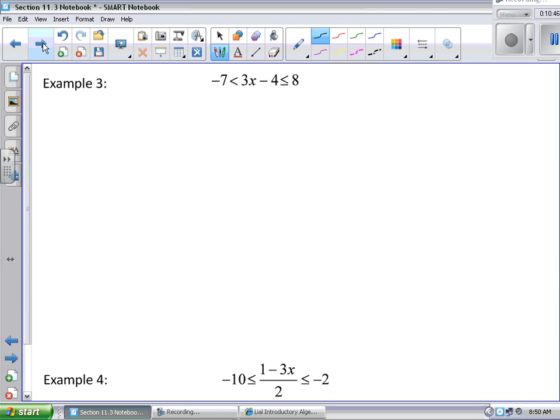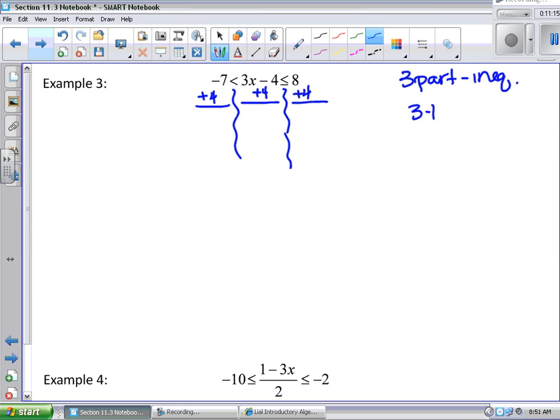Now we need to solve our inequalities. I don't just have x by itself in the middle, so I want to think about getting x by itself. I have 3x minus 4, so addition property comes first, but this time I have 3 parts. Whatever I do in the middle, I have to do on the right and on the left. When you have a 3-part inequality, you have to do everything 3 times. We want to do all 3 of the parts the same.